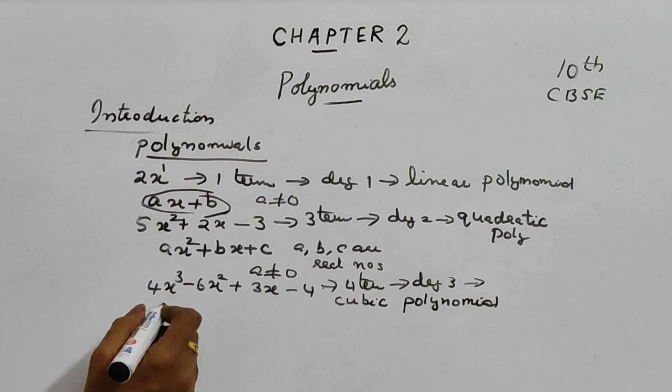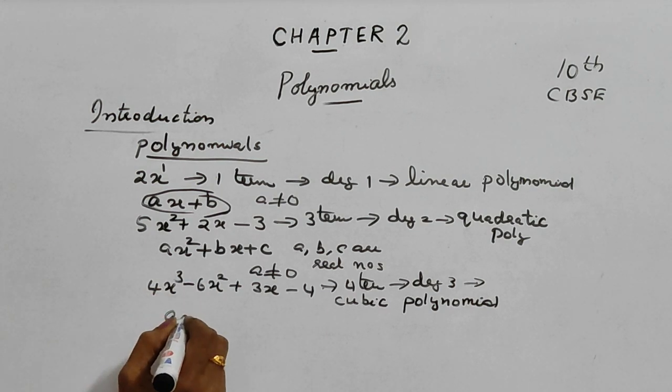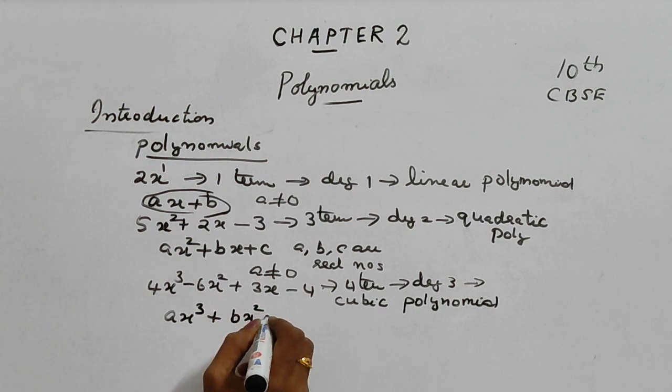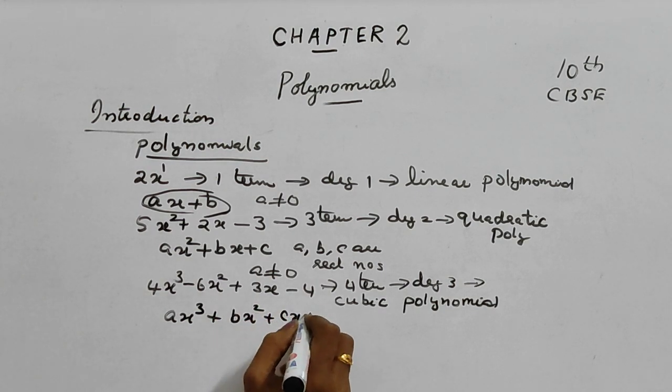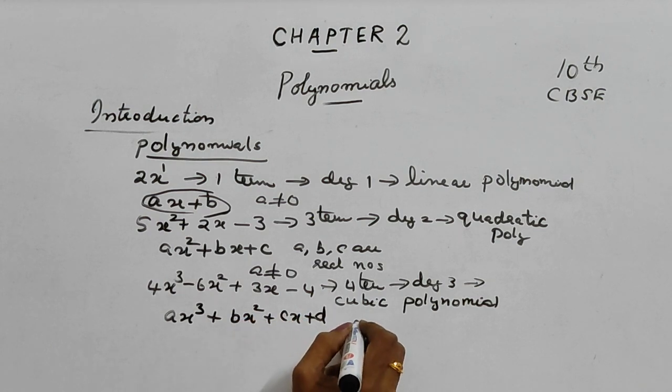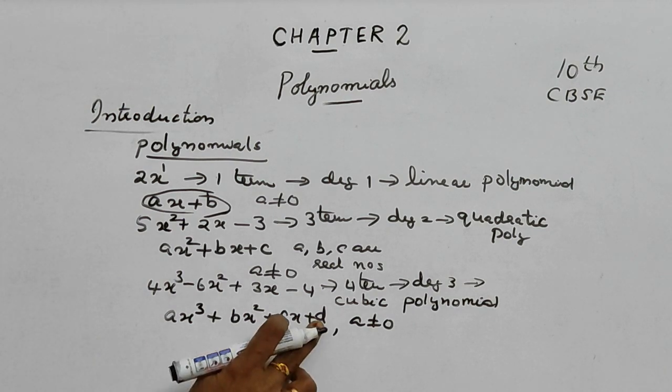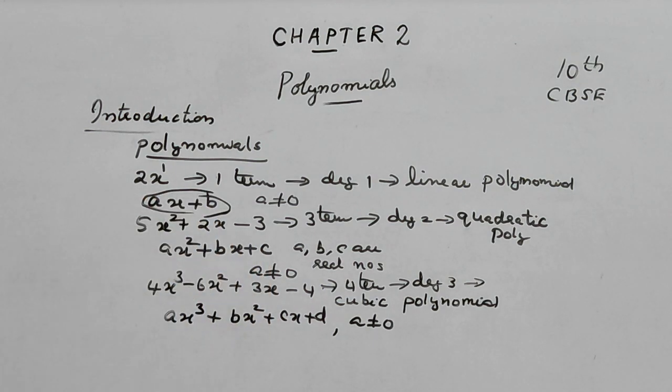What is the general form of this? ax cube plus bx square plus cx plus d. Here also a not equal to 0. a, b, c, d are real numbers. Here d is the constant term. Okay. Now we move on.